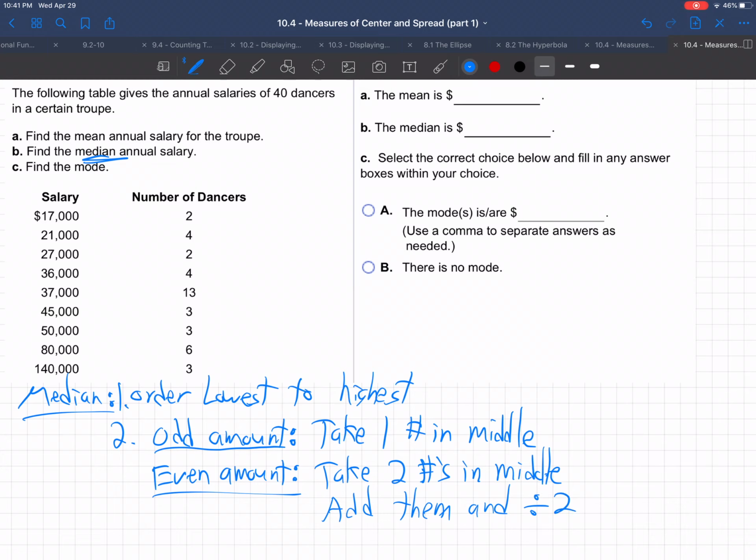You take the two numbers in the middle. Now, our numbers are pretty much already listed out in order, right? This is the lowest, and then the next.